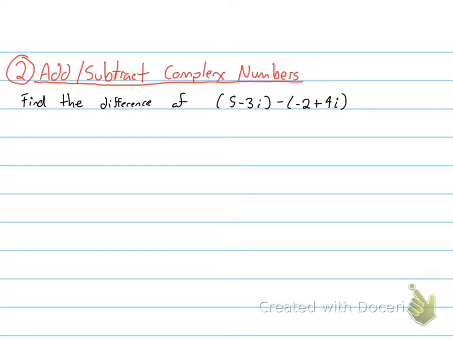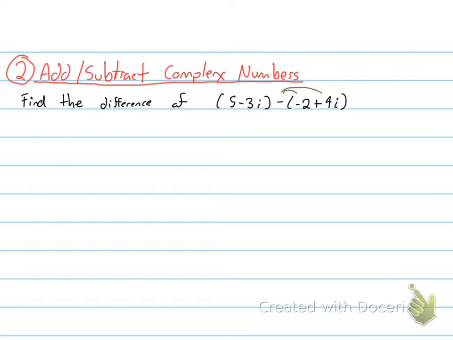So finally, let's just work with basic operations with complex numbers. Here, I want to find the difference of 5 minus 3i minus parentheses -2 plus 4i. I'm going to treat this i almost like I would a variable, where I'd be combining like terms and just kind of moving forward like that.